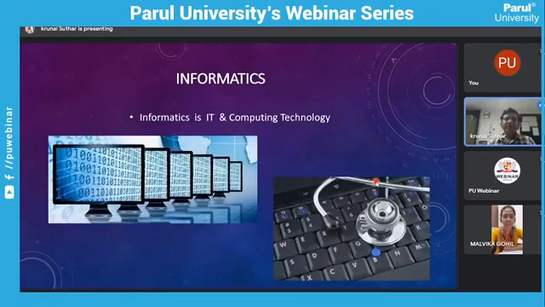Third part is informatics. As we know, informatics is a term that came from IT, information technology and computing. Normally, we are aware of computer engineering and information technology, where computing, Excel, data sheets, databases, manipulations, and queries are all easily available. So this is the third part of GIS, that is, informatics.